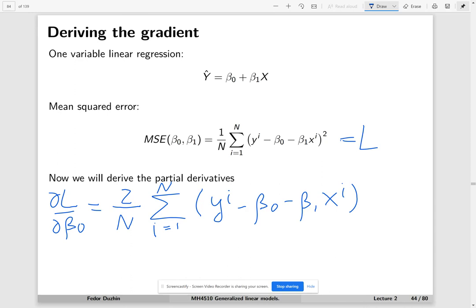Times the derivative of whatever is inside. The derivative of this term with respect to beta 0 is just minus 1, right? So I've got to multiply by minus 1. So I'm going to just write minus here.